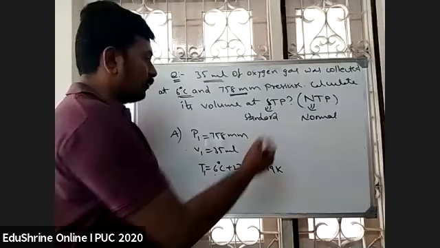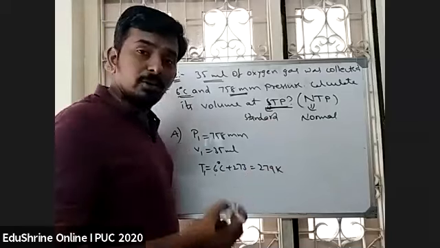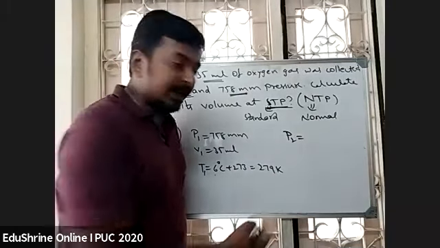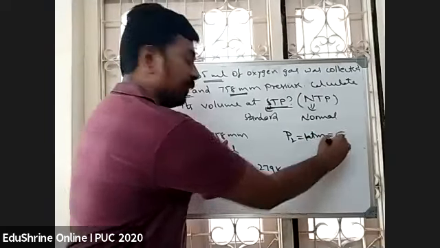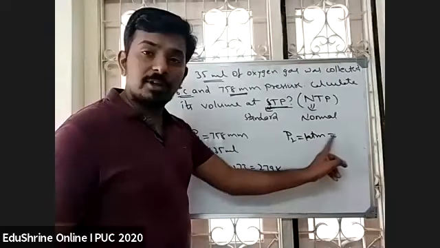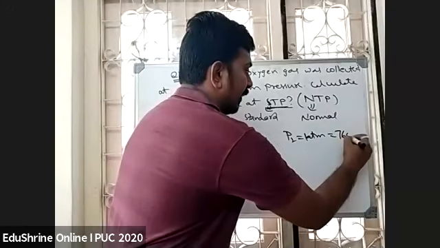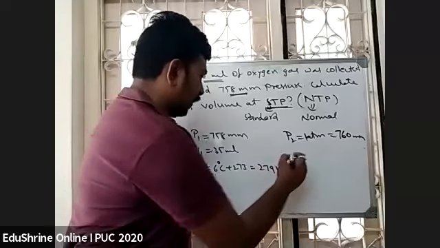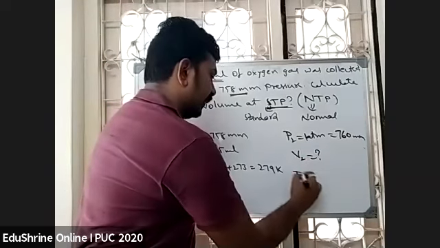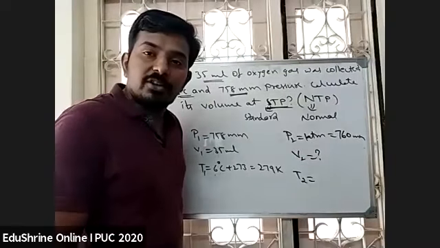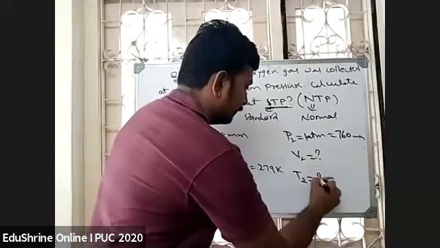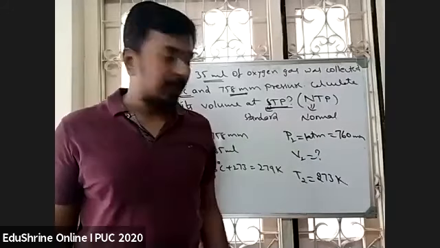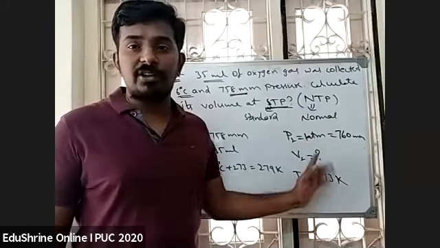Now the other conditions are STP conditions. You know the STP conditions. Standard pressure is 1 atm, but this is taken in mm, so this also must be in mm. We know that 1 atm is 760 mm. Then volume we need to calculate. Standard temperature is 273 Kelvin. Whether STP or NTP, same conditions you need to take, students.